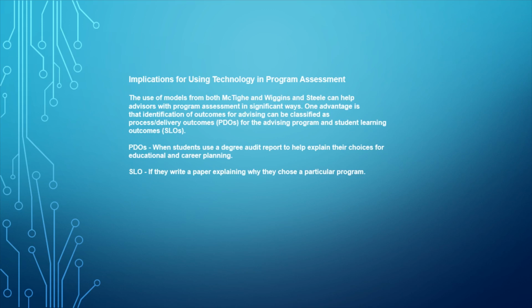PDOs, when students use a degree audit report to help explain their choices for educational and career planning. SLO, if they write a paper explaining why they chose a particular program.